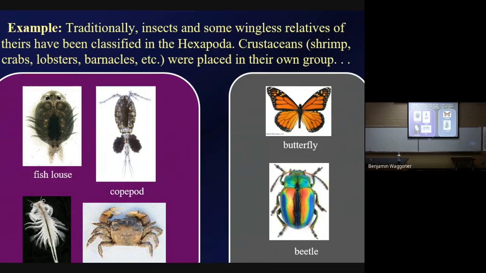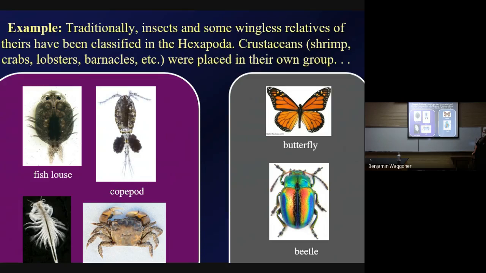Okay, here's some critters. The way we used to classify these arthropods, these invertebrates that have jointed legs, is insects like the butterfly and the beetle on the right, together with some wingless relatives of insects like springtails and things like that, used to be placed in a group called the Hexapoda. Hexapoda, 6 legs. All the critters on the left classified in the group Crustacea.